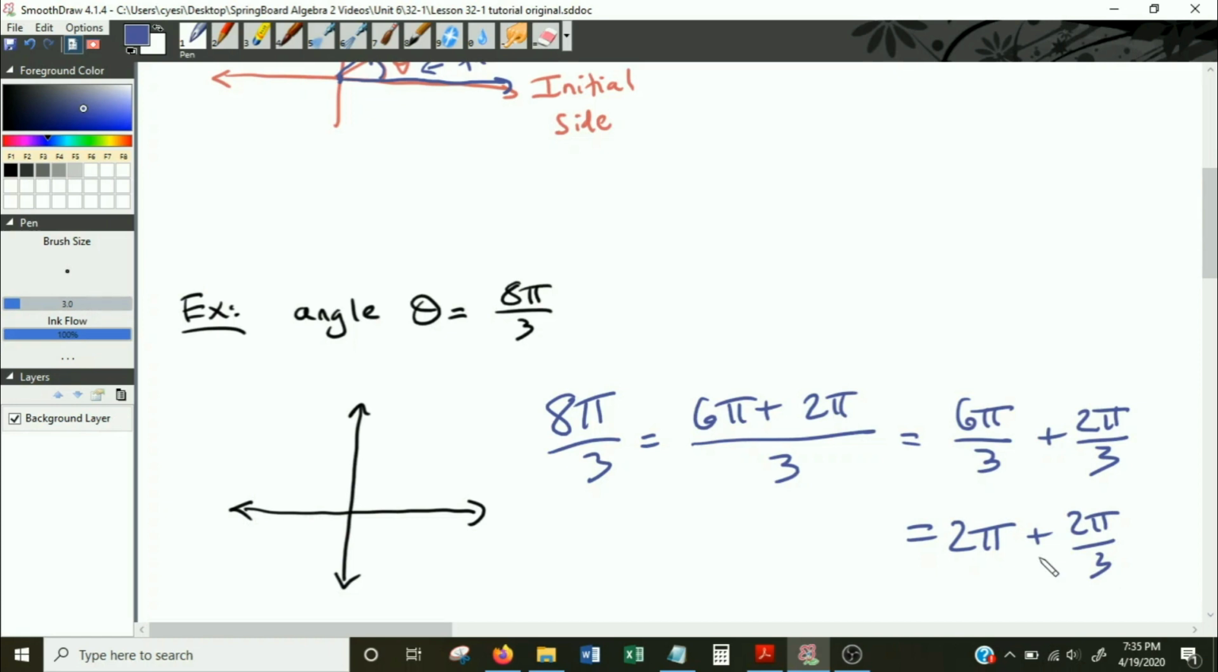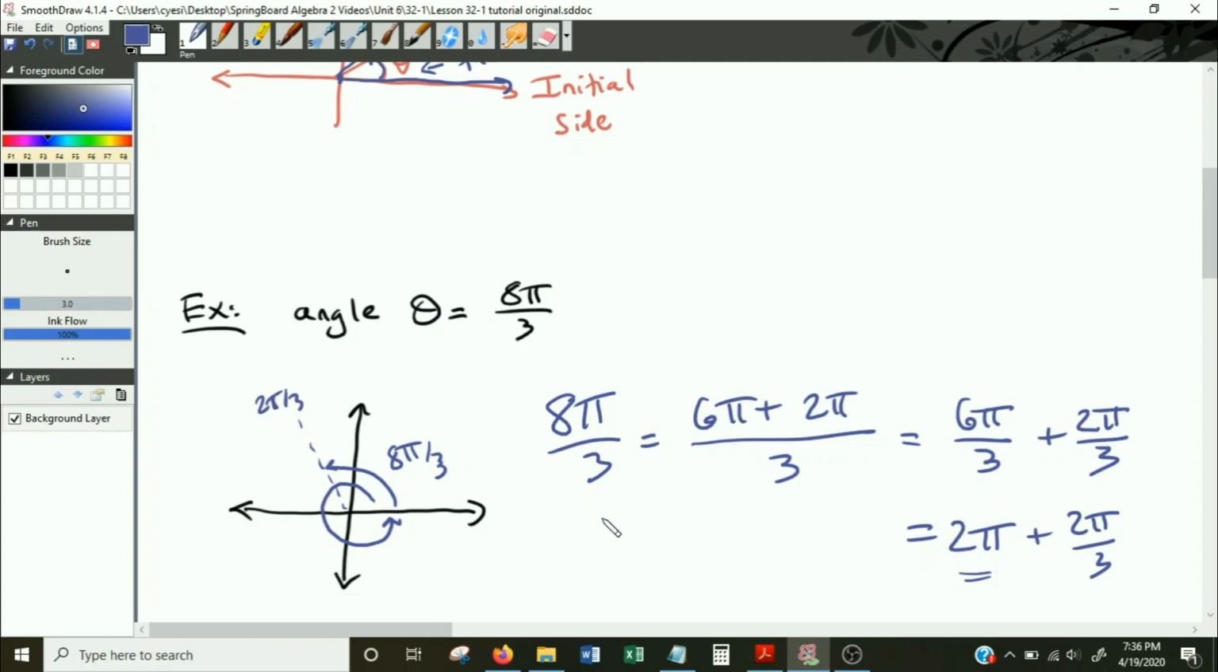What this means is that this 2 pi part is like this, so the angle goes like that and comes back to the x-axis. Then it goes 2 pi over 3. 2 pi over 3 is 120 degrees, so it's going to go like that. Okay, so this angle here, this that you see, is 8 pi over 3, and it's also the same thing as 2 pi over 3.